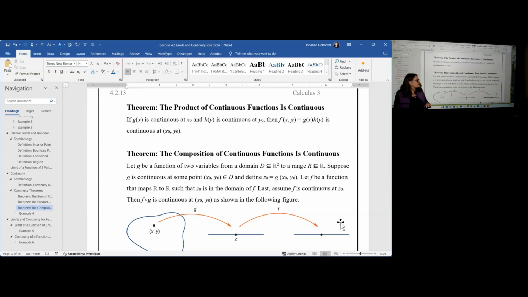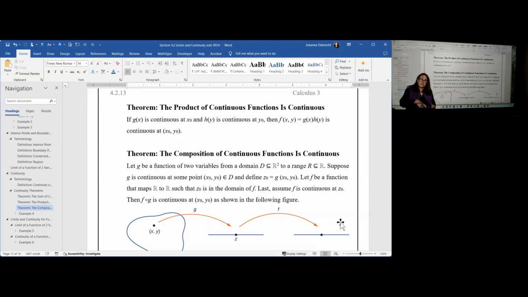Now let's take a look at the composition of continuous functions. Let's suppose that g is a function of two variables, say x and y, from a domain that is a subset of the real plane, the x y plane, to a range that is a subset of the real plane. Remember, we're mapping ordered pairs x y to single finite real values, z values, which are on a real number line. Suppose that g is continuous at some point x naught, y naught in its domain, and we'll let z naught represent the z value at that point. Let's let f be a function of one variable that maps the reals to the reals, such that z naught is in the domain of f.